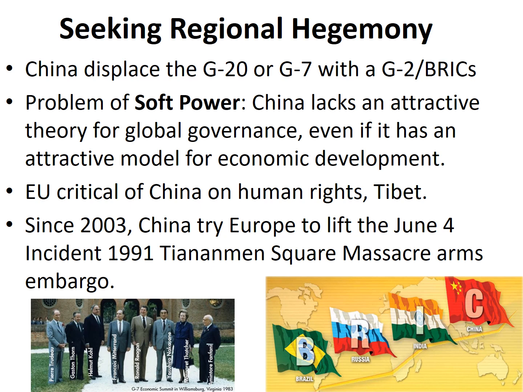Now, the European Union is consistently critical of China on human rights, Tibet, climate change, and particularly energy. Since 2003, China has pressured Europe to lift some of the arms embargo imposed after the June 4th, 1989 Tiananmen Square massacre, but it's not likely that's going to happen. China has largely given up trying to appeal on that basis to the Europeans, well, at least since the second term of Xi Jinping.